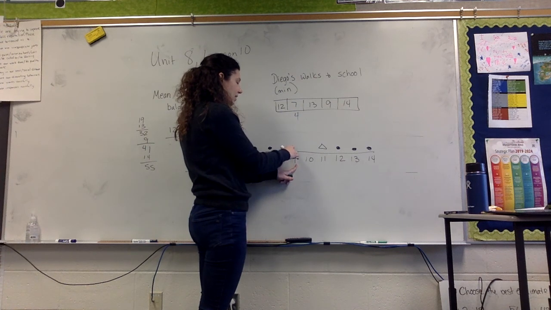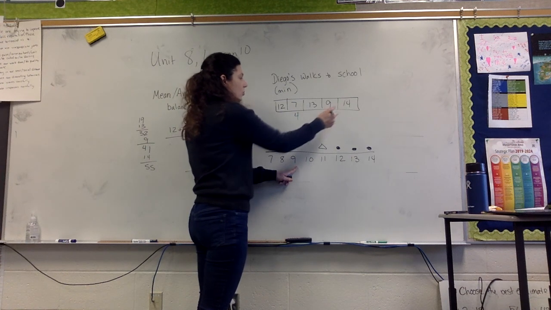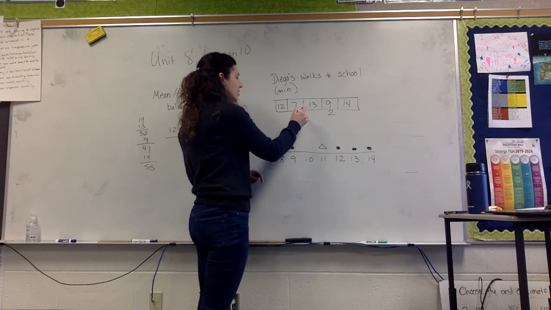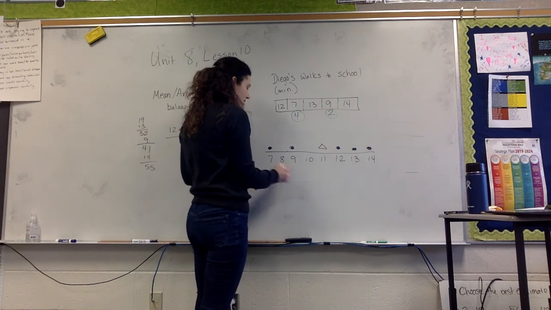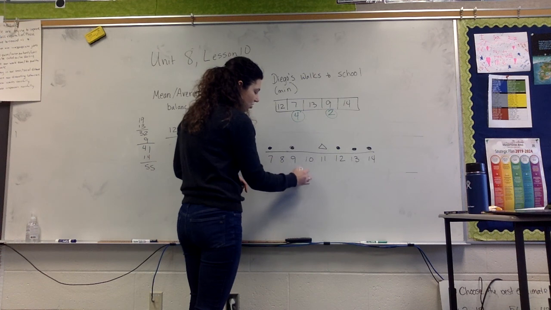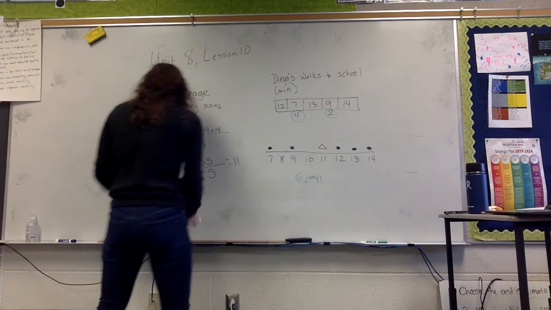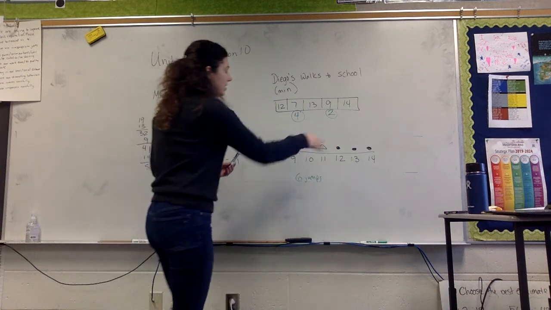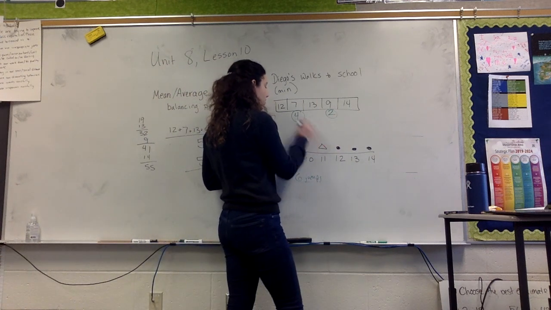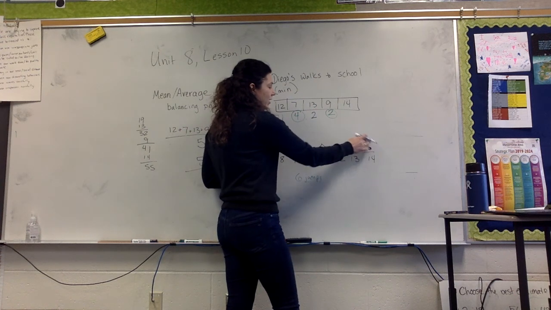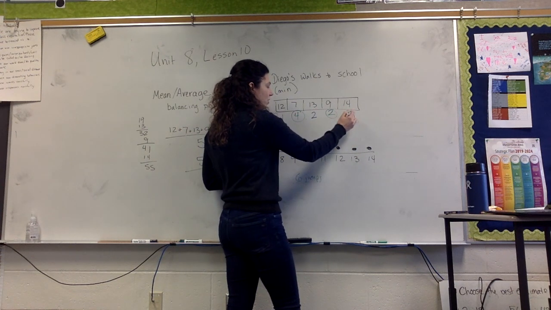Okay, 9 is 1, 2 jumps from 11. And these are on the left side of this, right? So these two together means there's a total of 6 jumps to the left of that triangle, to the left of that average. These 3 data points are on the right side. 12 is 1 jump away, 13 is 2 jumps away, 14 is 3 jumps away.